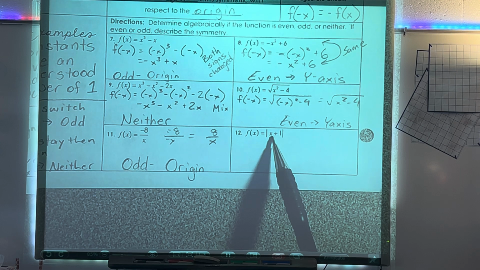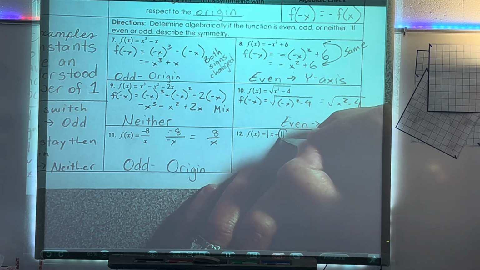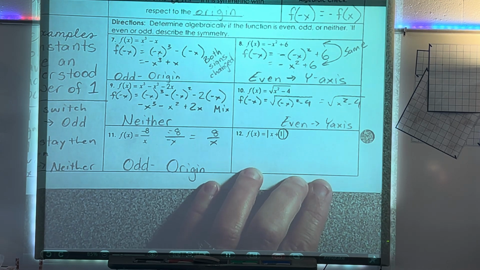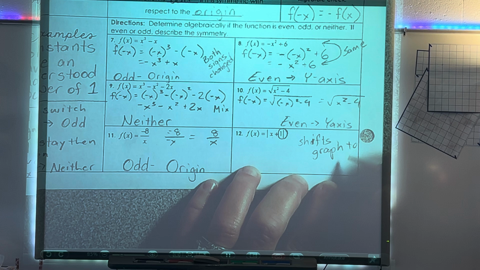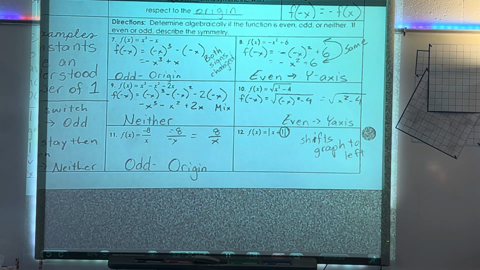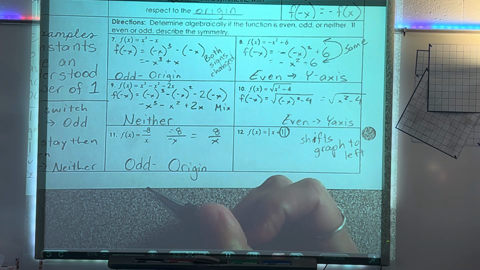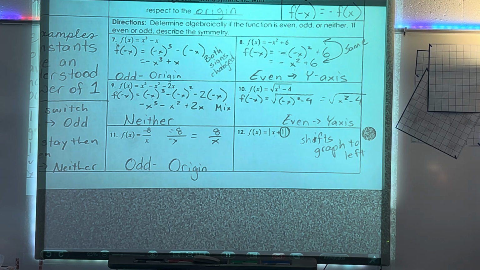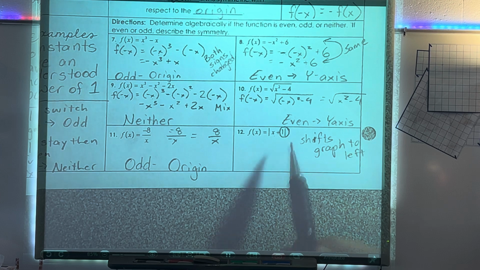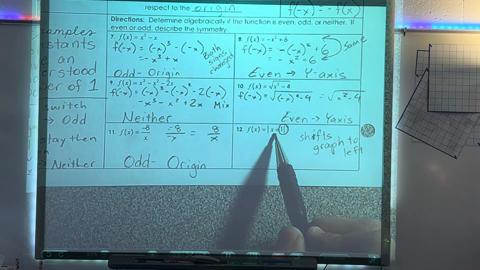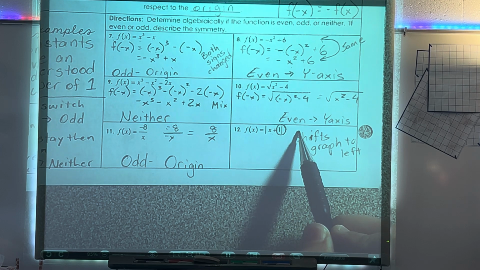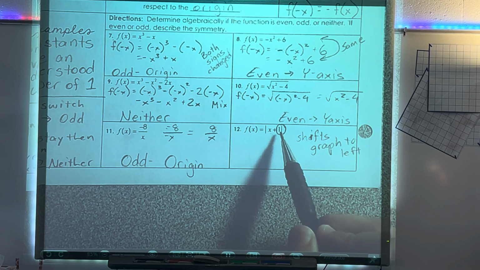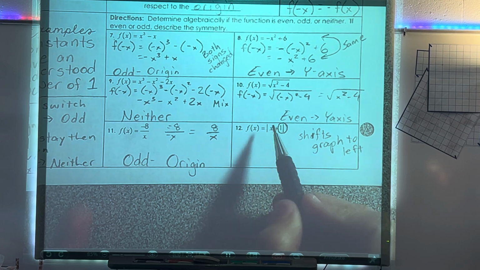Now, here's the issue with this one. This right here shifts your graph to the left. Think about a quadratic. Remember when we had quadratics in vertex form, and what was in the parentheses was your left and right movement? The transformation is the same. If this was just an x, we wouldn't have to worry about it, and if the 1 was on the outside, we wouldn't have to worry about it.